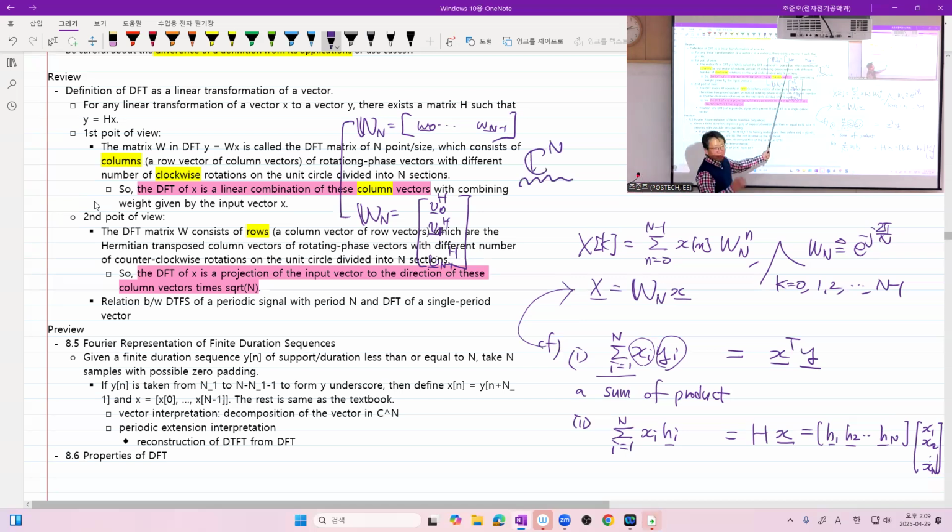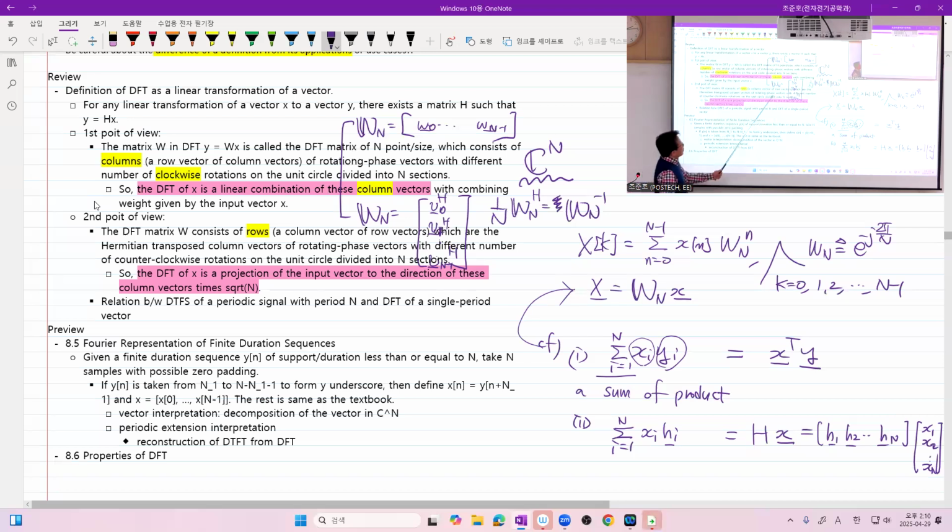Even though it's not unitary in the sense that it needs 1 over square root n to have normalization, you can still interpret these as basis vectors of C to the n, the n-dimensional complex Euclidean space. Also, due to the fact that Wn Hermitian transpose equals Wn inverse times n, remember, n.